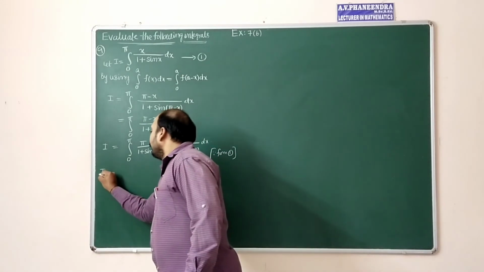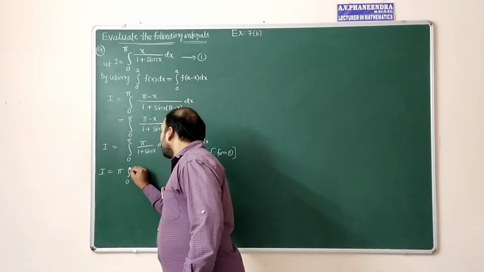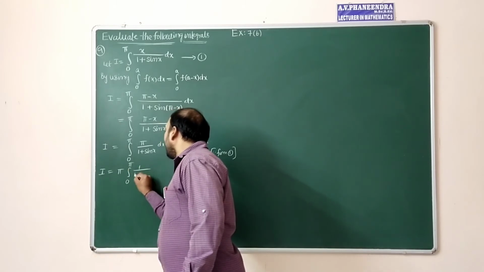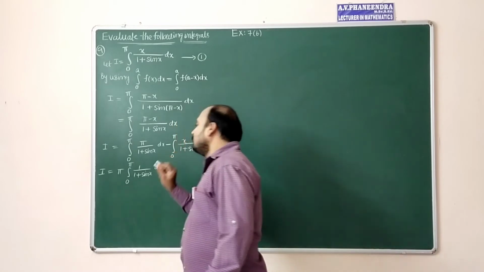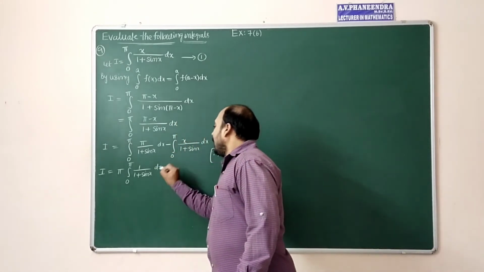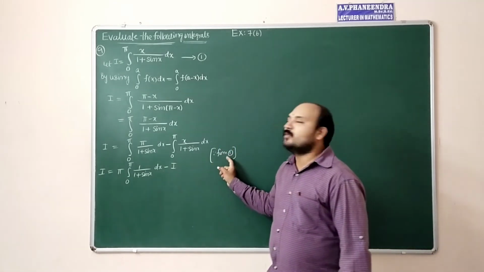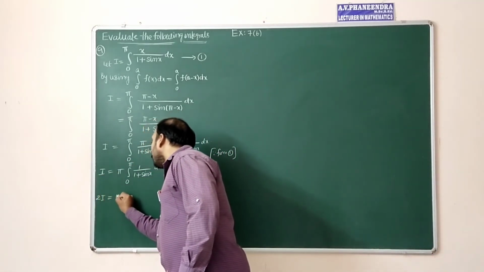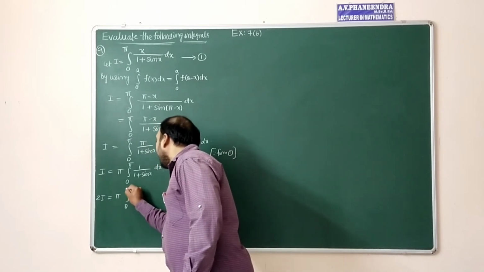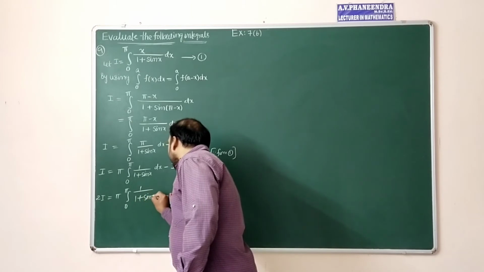I equal to, here pi is constant, you can take it outside, integral 0 to pi 1 by 1 plus sine x into dx minus, this value is I, since from equation 1. Minus I we can take this side, 2I equal to pi into integral 0 to pi 1 by 1 plus sine x into dx.